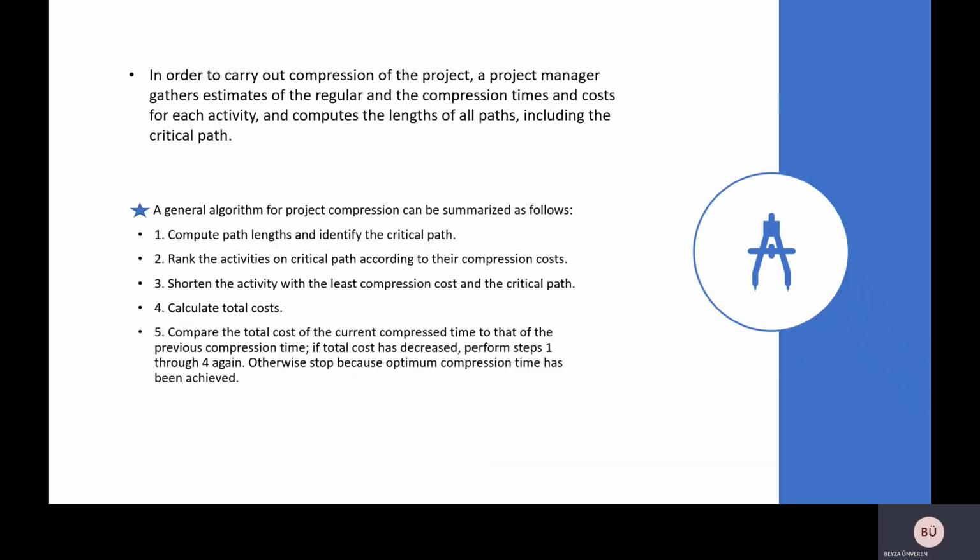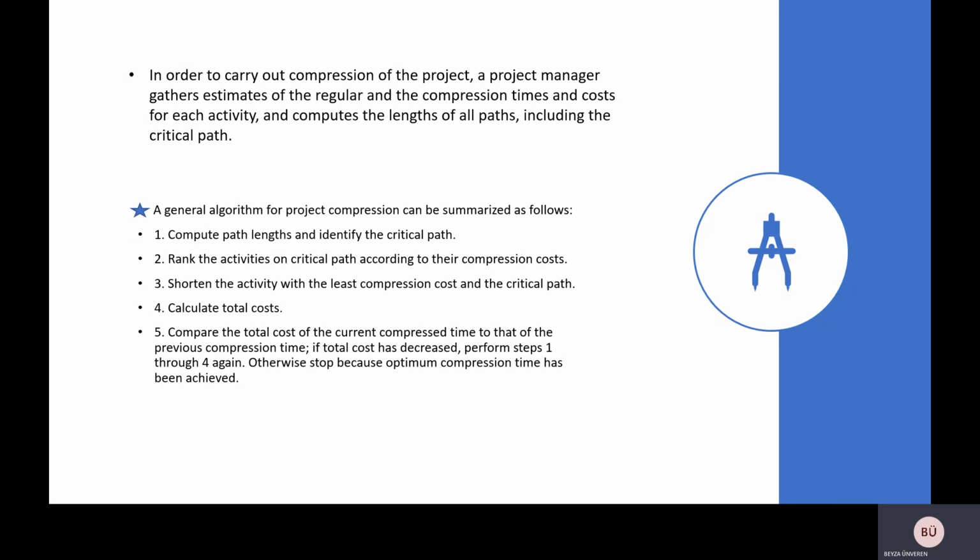In order to carry out the completion of the project, a project manager gathers estimates of the regular and completion times and cost for each activity, and computes the length of all paths, including the critical paths. A generic algorithm for project completion can be summarized as follows. The first one, compute path lengths and identify the critical paths. Second, rank the activities on critical paths according to their completion cost. Third, shorten the activity with the least completion cost on critical paths. Fourth, calculate total cost.